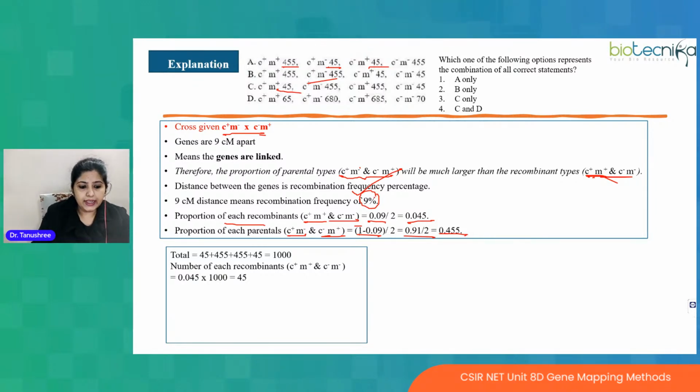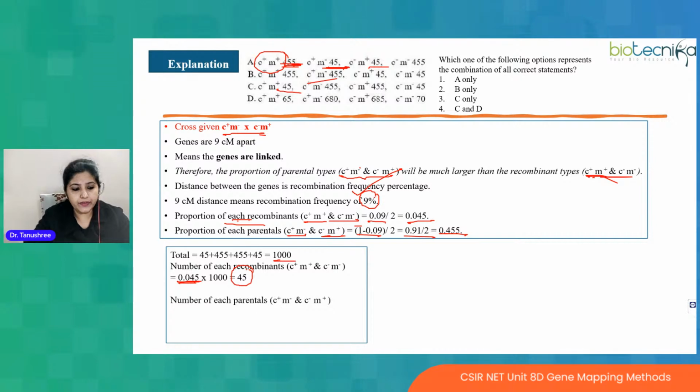Basically, just now we have calculated the proportion of each recombinant. So utilizing that, we can calculate the number of each recombinant. We have to find out which statement is correct, whether the value given for the recombinant is correct or the value given for parental is correct or not. Because the total progeny is 1000, 0.045 into 1000, you will get 45. So that means recombinant should be 45. Similarly, we can calculate for parentals. For parentals, it is 455.